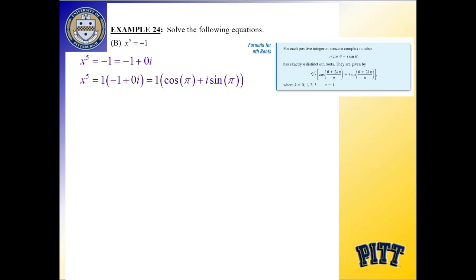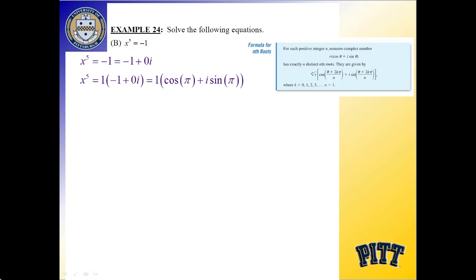But when I look at -1 and 0i, I'm looking for an angle whose cosine gives me -1 and whose sine gives me nothing, and pi does that. So I have 1 times the cosine of pi plus i times the sine of pi as being x to the 5th written in polar form.